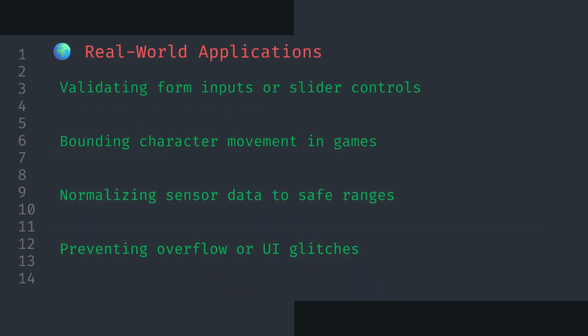You'll find value clamping in a ton of apps and systems. From UI sliders to hardware sensors, we often need to keep values within safe zones. This prevents data overflow, animation bugs, or invalid inputs. Now, let's wrap up with a quick review.